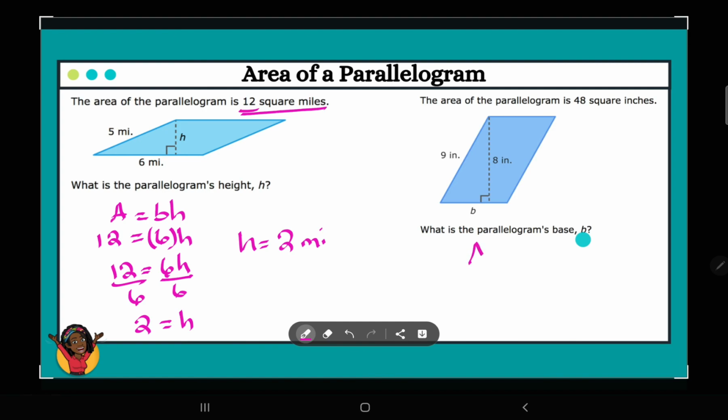Now for the next example, we'll do the same. A equals base times height. So we're told here that the area is 48. We don't know the base and the height is 8. So I can go ahead and rewrite this as 8b. And I'll use inverse operation, divide both sides by 8, and find that b is equal to 6. So here, my final answer is not going to be inches squared, but 6 inches.